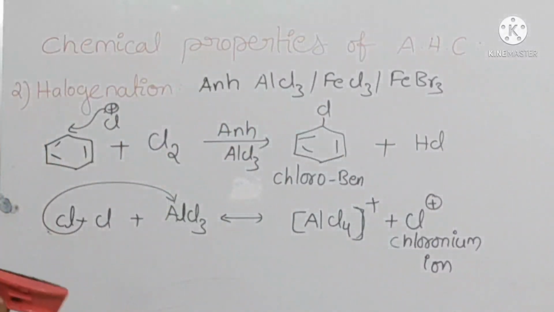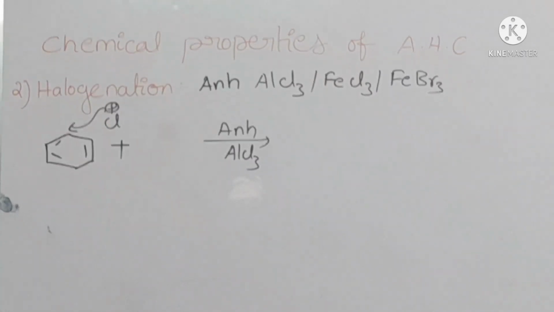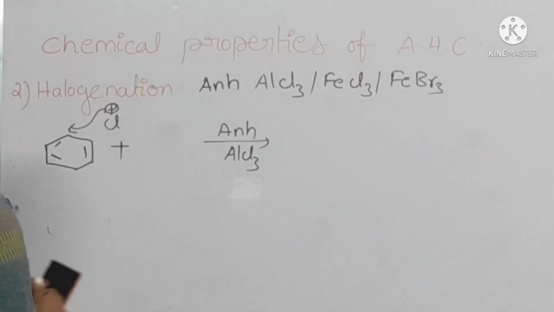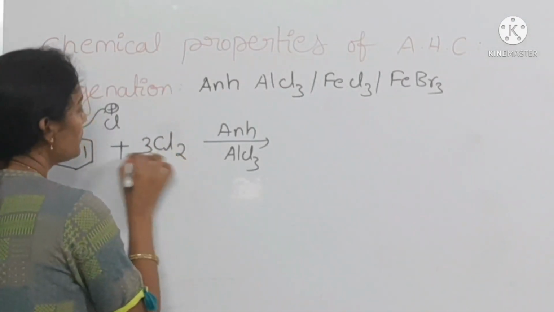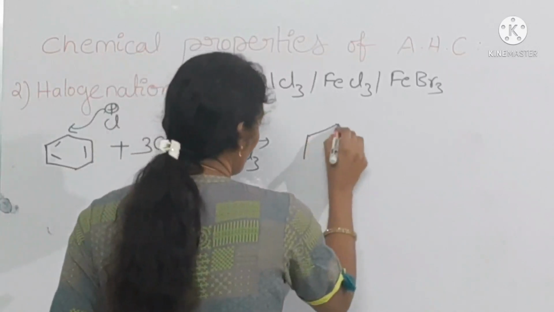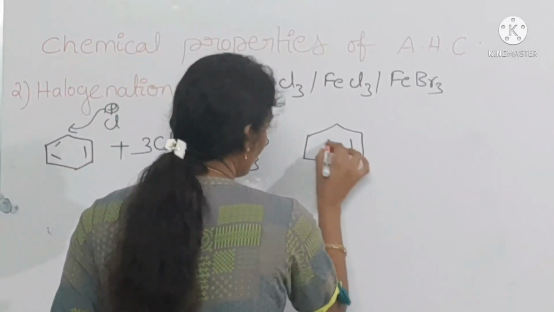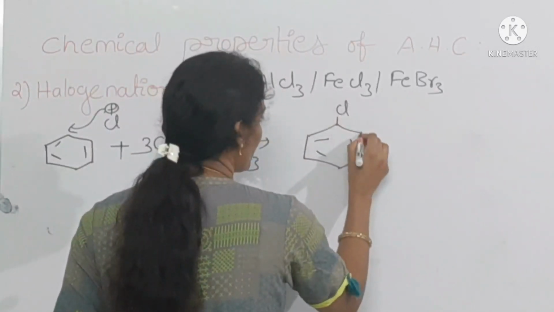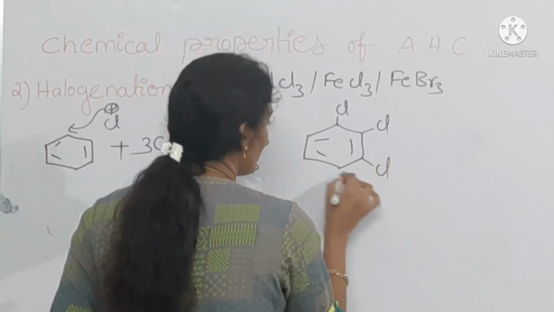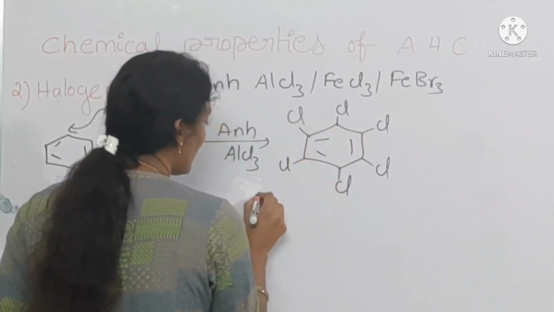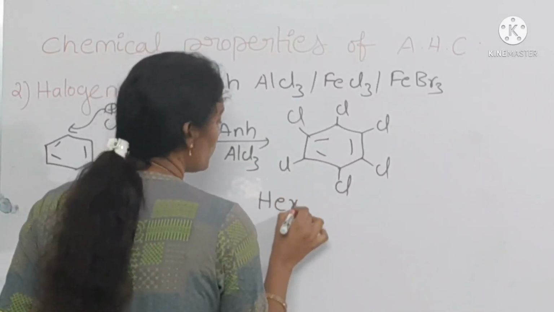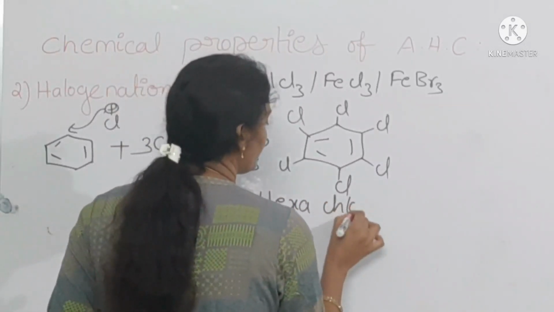Coming to the next one, what happens if we take excess chlorine? Students, if you take 3 moles of chlorine, Cl2, then it can replace all the hydrogen atoms present on a benzene ring. This is the hexachlorobenzene.